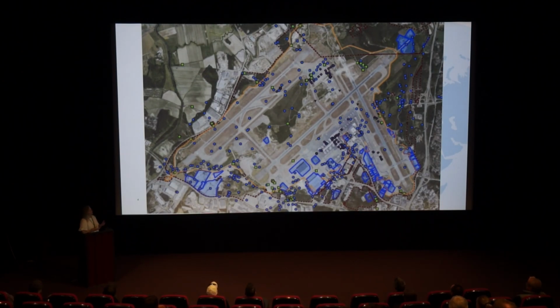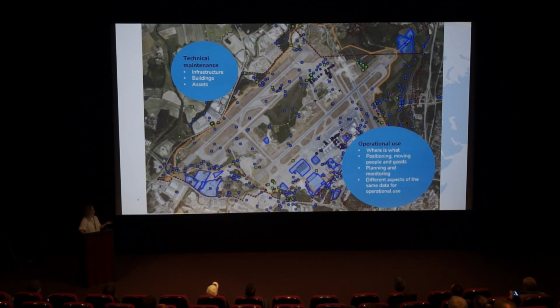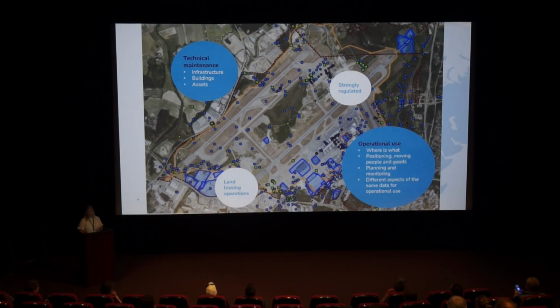And in order to move people, goods, to monitor different kinds of things like water supply, to have emergency awareness for the whole airport area, to maintain different kinds of assets, infrastructure, buildings, or manage, for example, land property operations. And of course, this environment is strongly regulated, both on a national and international level. So it gives some extra work for how we do our job.